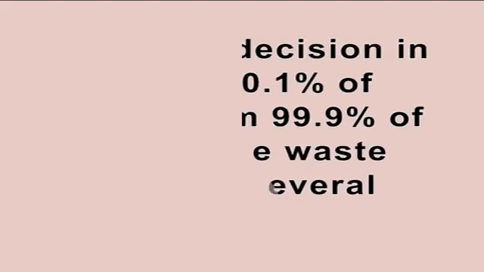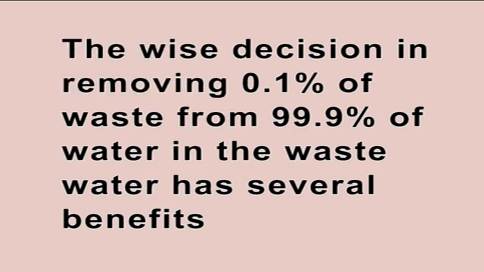The conclusion of the present topic is that the wise decision in removing 0.1% of waste from 99.9% of water in the wastewater has several benefits in terms of its reuse and environmental pollution. The appropriate methods need to be employed targeting the specific group of waste generally observed in an industry so that the treatment method is economically viable.